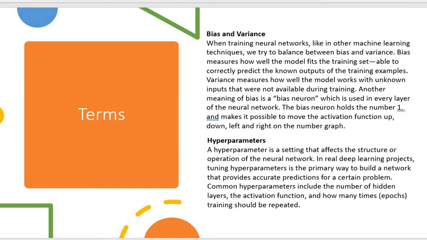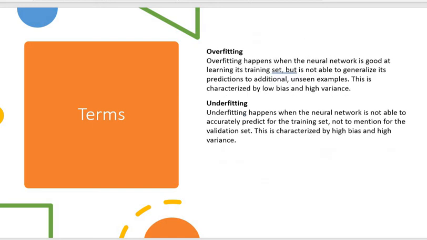Then comes the hyperparameter. A hyperparameter is a setting that affects the structure or operation of a neural network. In real deep learning projects, tuning the hyperparameters is the primary way to build a network that provides accurate predictions for a certain problem. Common hyperparameters include the number of hidden layers, the activation functions, and how many times the training, that is the epochs, should be repeated. So now we are aware of the most important topics like bias, variance and hyperparameters.